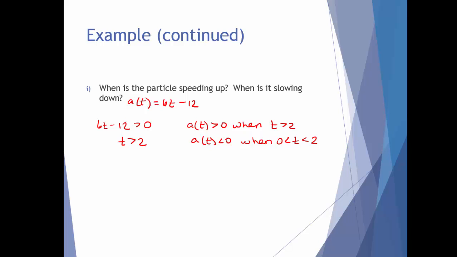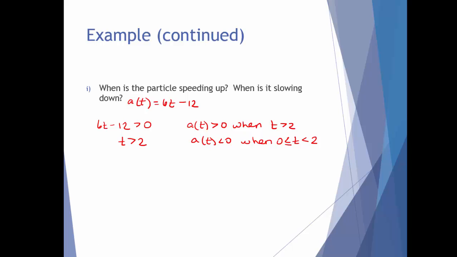Do notice though that if t equals 0, your acceleration is also negative. So that one actually gets included. If you try to plug in 2, your acceleration is no longer negative. Now your acceleration is equal to 0. So that's why the 0 is going to be included, but the 2 is not.